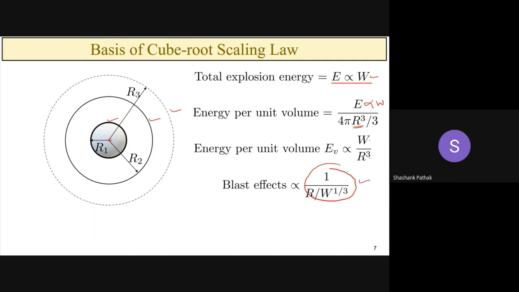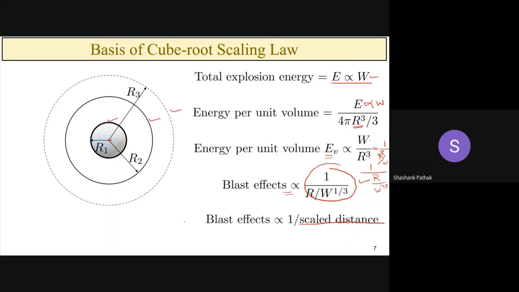So all the blast effects will be inversely proportional to 1 upon R cube root W. How is this coming? Blast effects are directly proportional to the energy per unit volume, which can be written as R cube by W inversely. If you take the cube root, this can be written as R by W cube root. So your blast effects are inversely proportional to R upon cube root W. In the previous slide, I showed that R upon cube root W is nothing but the scaled distance.